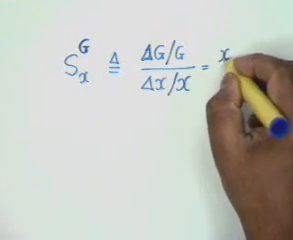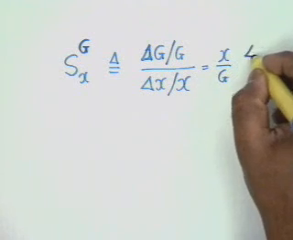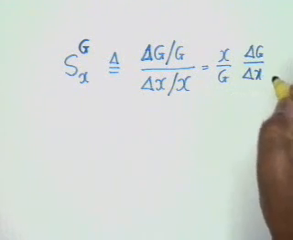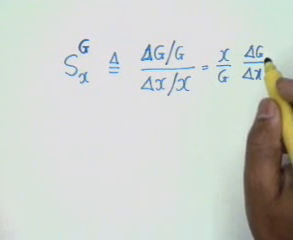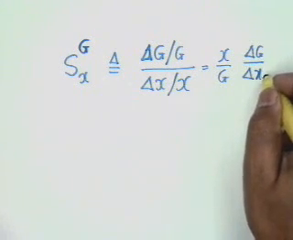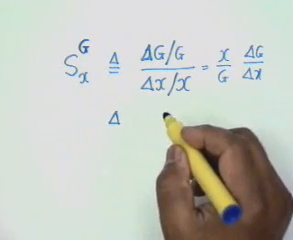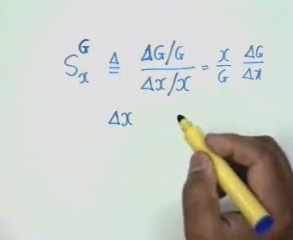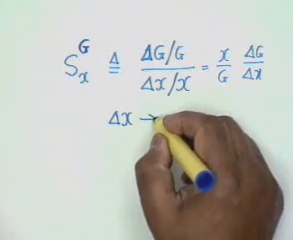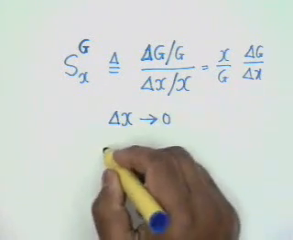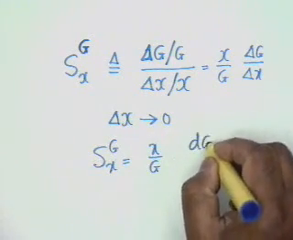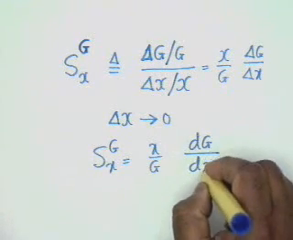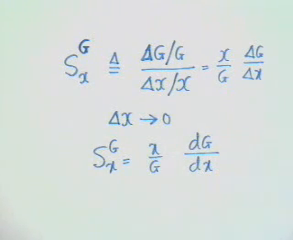Now as you can see, this can be written as x by G, delta G by delta x, where delta G is a finite change and delta x is a finite change. Usually we find it convenient to make delta x infinitesimally small, delta x tends to 0. Then obviously S_G^x would be x by G, the differential coefficient of G with respect to x, and this is the measure that is very widely used.